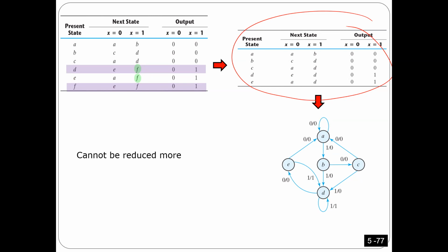I can't reduce more. Okay, there is a tricky point here. So what did we do so far? What I did is I was able to reduce the number of states from 7 to 5.